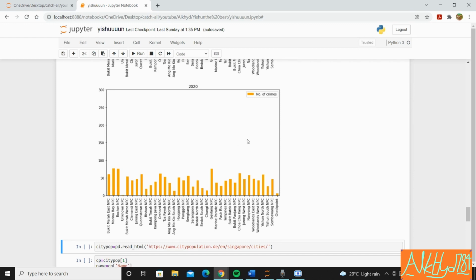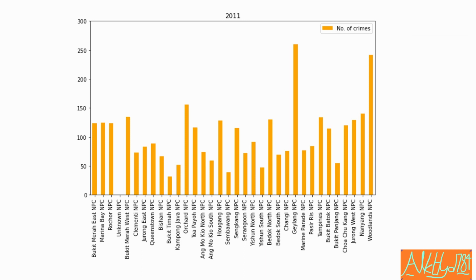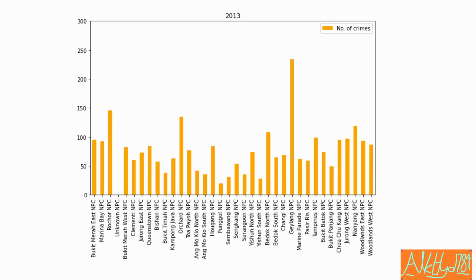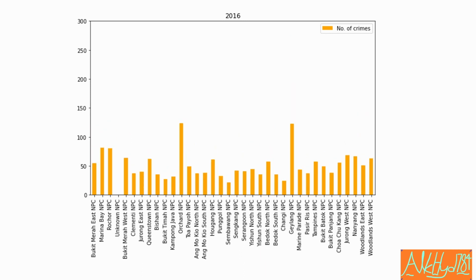The conclusion is that Yishun does seem to have a lot of crimes in this particular set of data, comparing to some other towns, but at the same time, it's not a substantial number. So here's the animation for the 2011 until 2020 data.